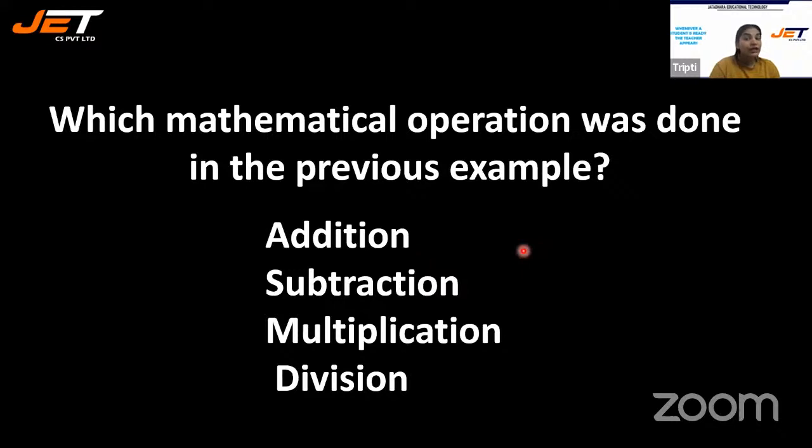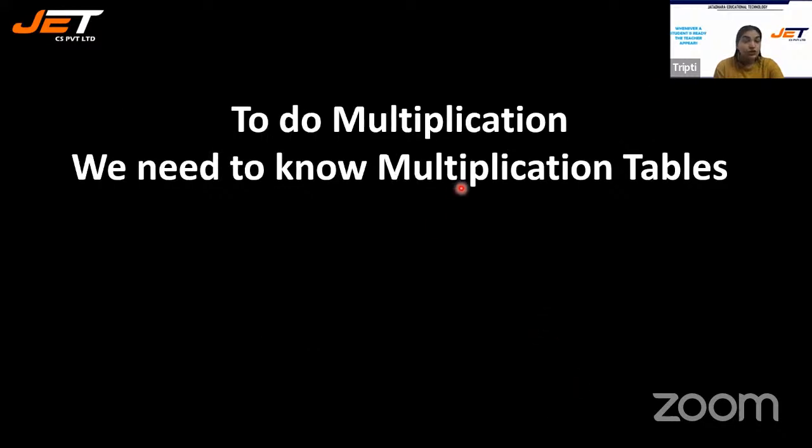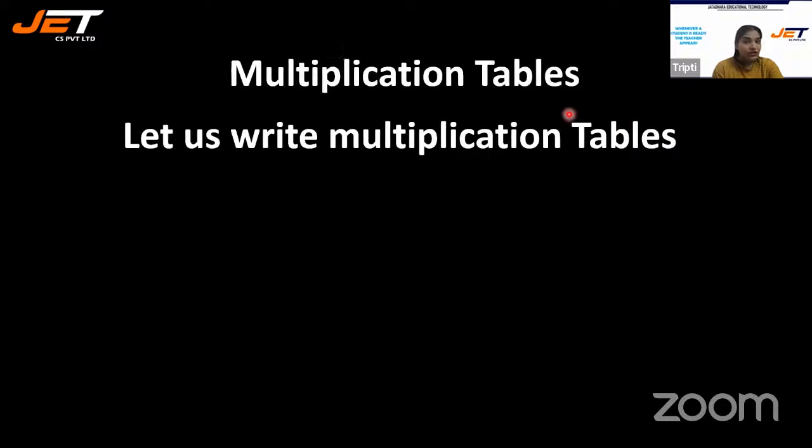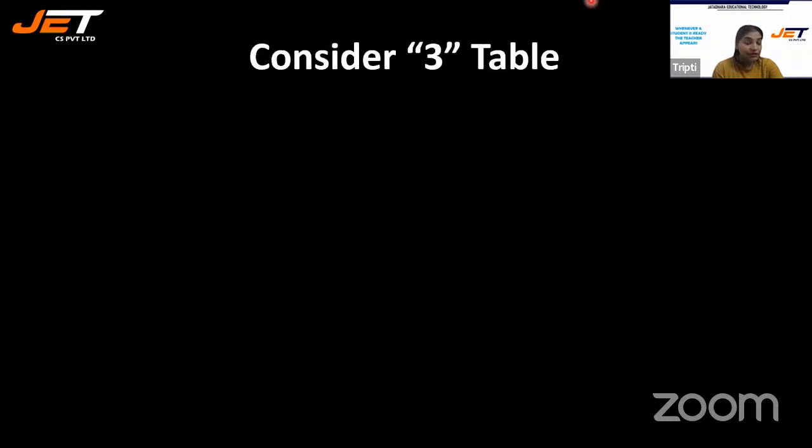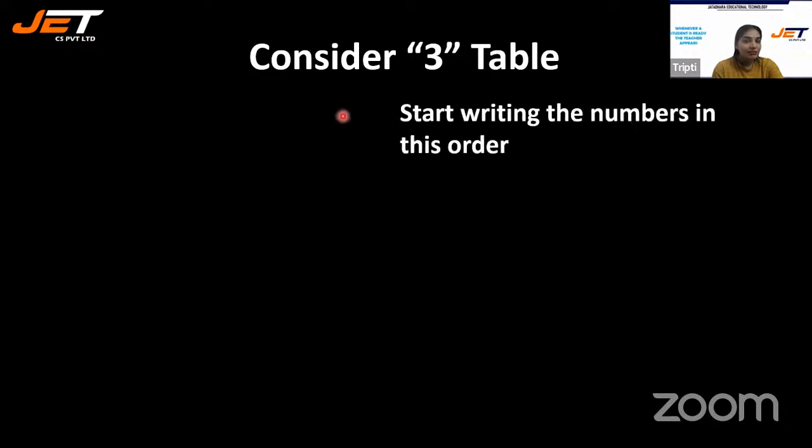So which mathematical operation did we use? Yes, it was multiplication. To do multiplication, we need to know multiplication tables. So let's write multiplication tables. Consider the table of 3. We'll start writing the numbers in this order.